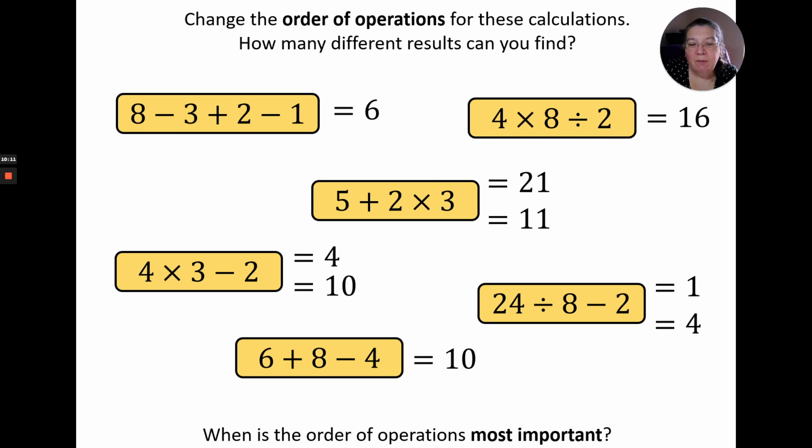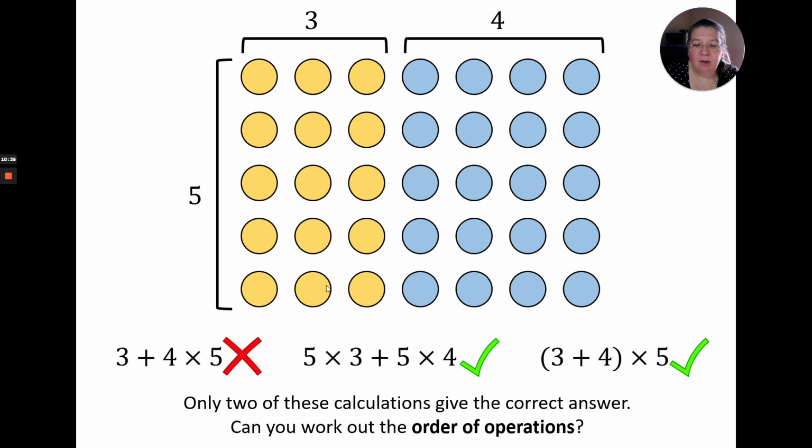So when we have a mixture of multiplication or division along with addition or subtraction, that is when we can get different answers. Okay, so those are the ones: addition and multiplication, multiplication and subtraction, division and subtraction, and also division and addition will cause us problems.